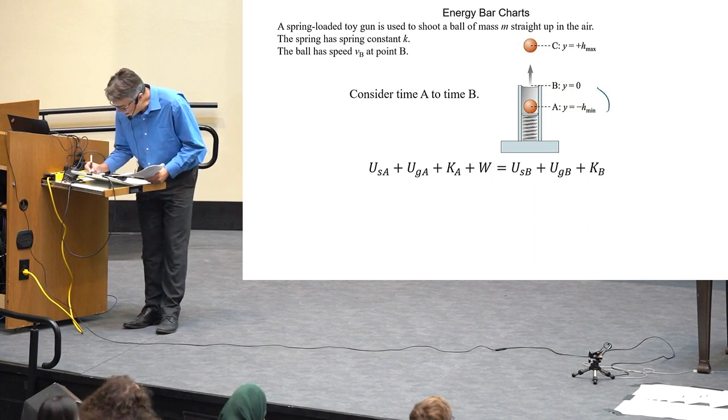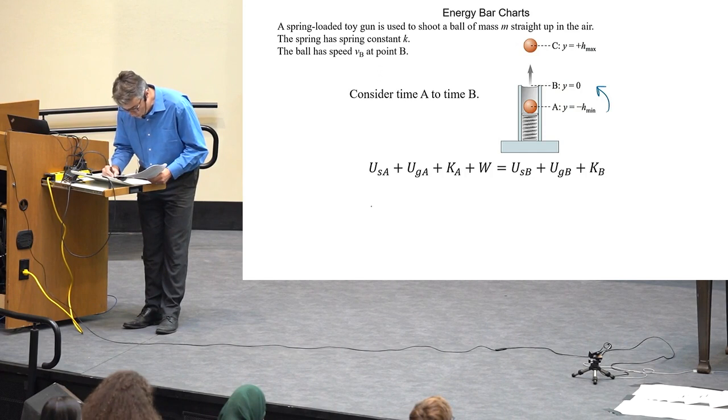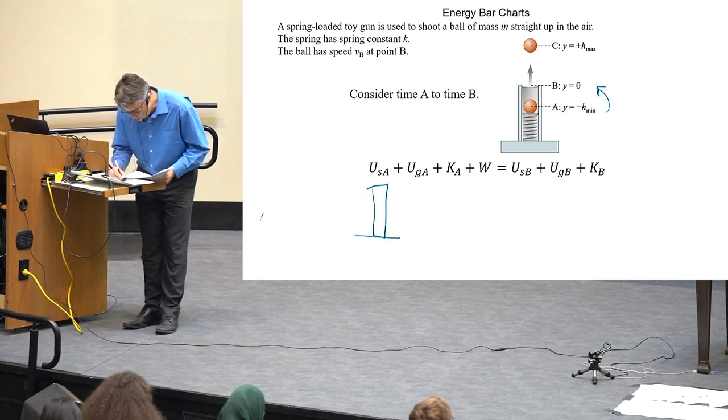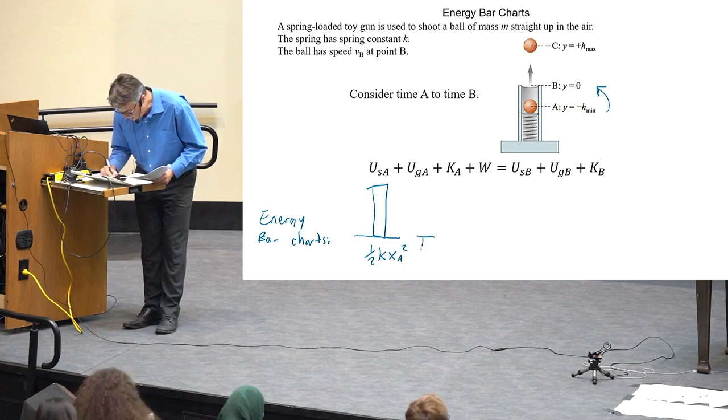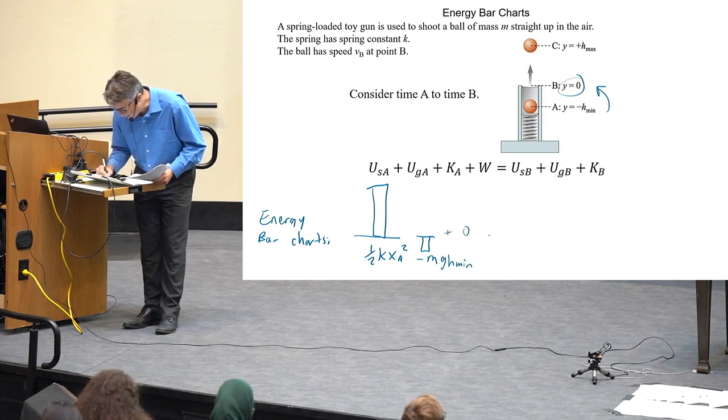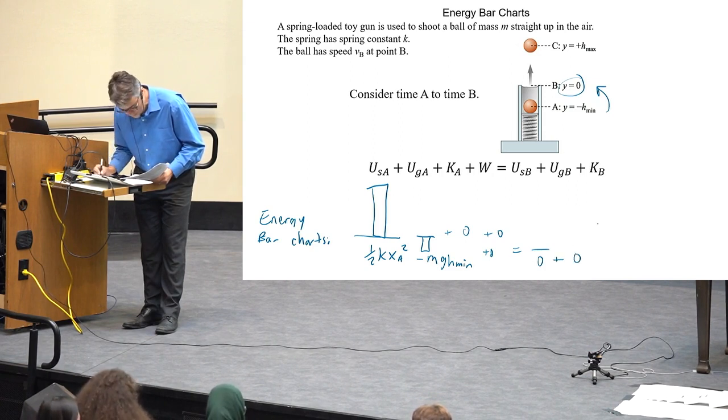for time A to B, what happens is that it starts with a whole bunch of spring potential energy. So that's 1/2 k times xA squared. It also starts off with some negative potential energy because it's below, if we define y equals 0 here, this is h min, so it's actually minus m g h min. And then it also starts with 0 kinetic and there's 0 work done. So plus 0 equals, the spring ends up with 0. The gravitational potential energy is 0 by definition. We have defined y equals 0 at that point A.